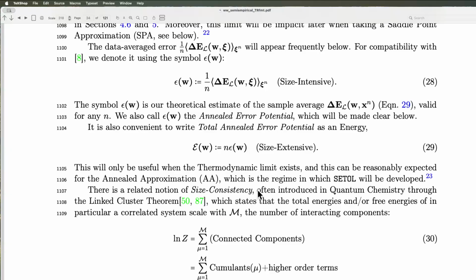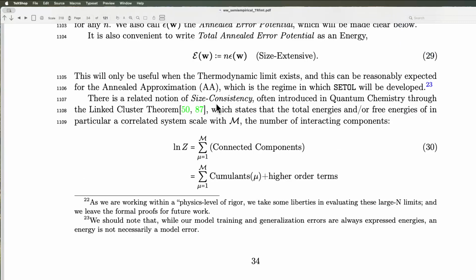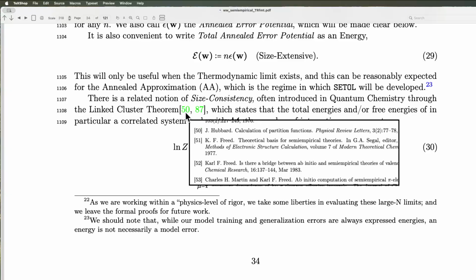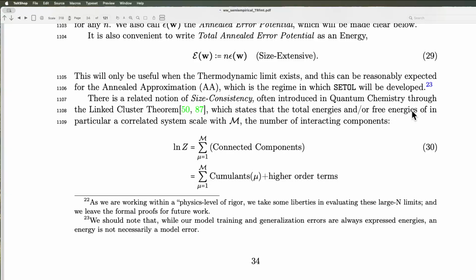There's a related notion of size consistency, and this is often introduced in quantum chemistry through the linked cluster theorem. This states that the total energy or free energy of, in particular, a correlated system scales with m, where m is the number of connected components of interacting components. You recall that log Z is like minus the free energy, and this goes as mu equals the sum over m of the connected components. Here, this is going to look like a sum over cumulants plus some higher order terms.